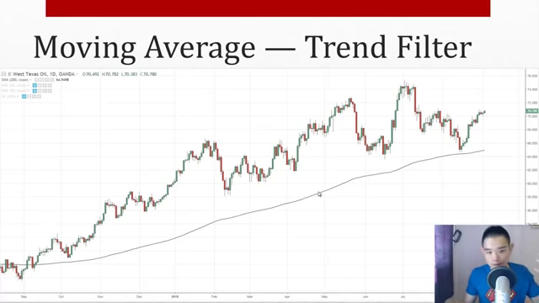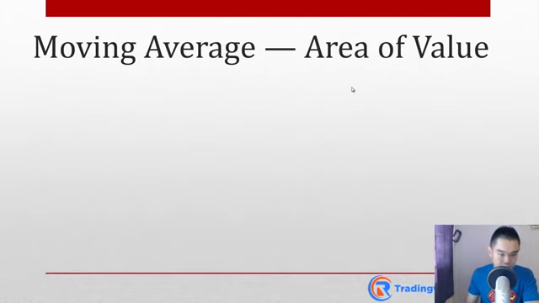So vice versa, if the price is now below the 200 MA, then you want to know that you only want to be shorting the markets. You don't want to be long. So this is how a moving average can serve as a trend filter.